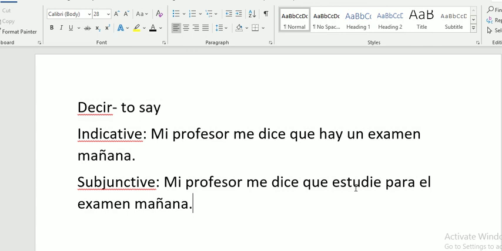So, that right there is my introduction to the subjunctive, and I thought you might want to see it in action.